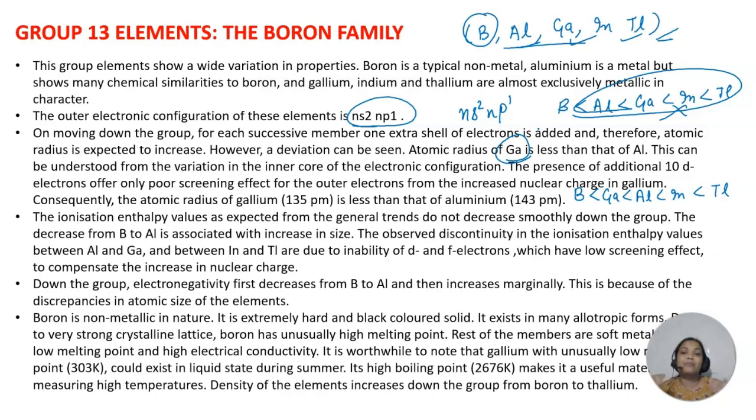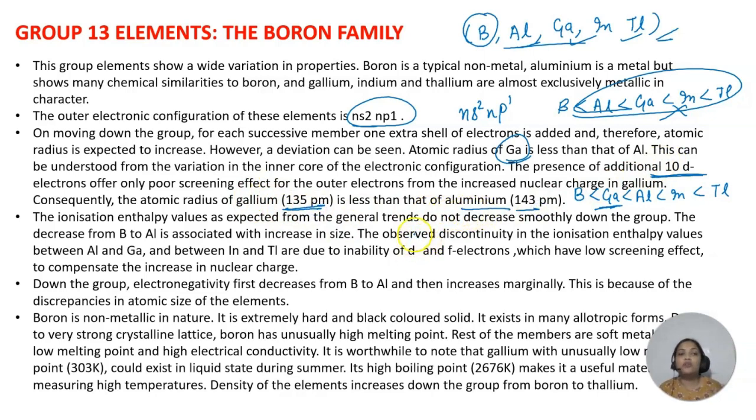If I am talking about gallium now, gallium comes after the d block. So gallium has d electrons, and you know that d electrons offer a poor screening effect. Because of the poor shielding effect of the additional 10 d electrons in gallium, the effective nuclear charge will be more. So there will be increased nuclear charge in the case of gallium. That is why the atomic radius of gallium is less than that of aluminium.